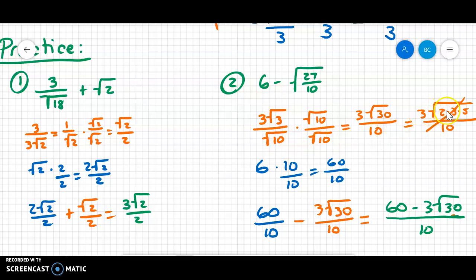Notice that I did start to, I always want to make sure, especially if I have a number that I can't right away tell has no perfect squares, that I break it down into its factors and see if there are any perfect squares that I can pull out of there.